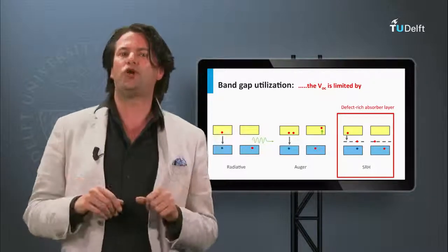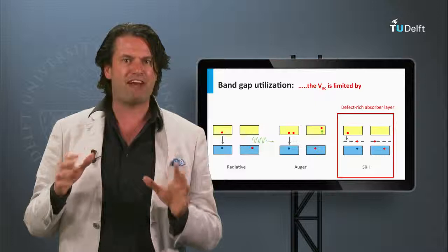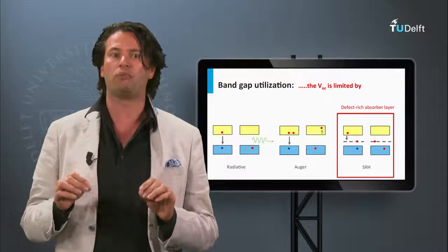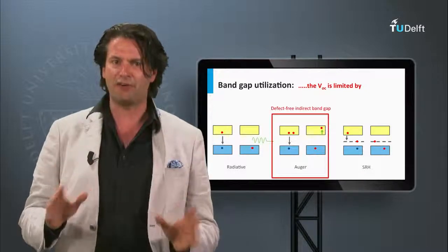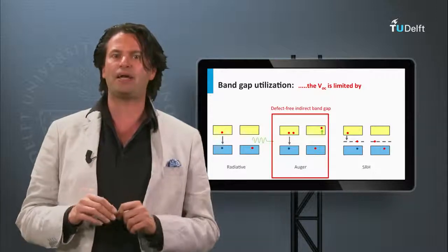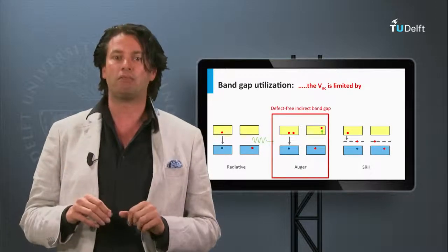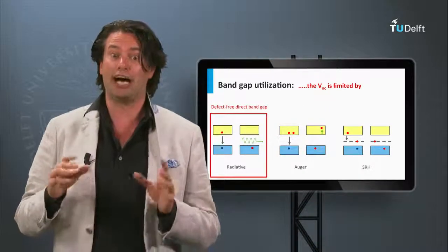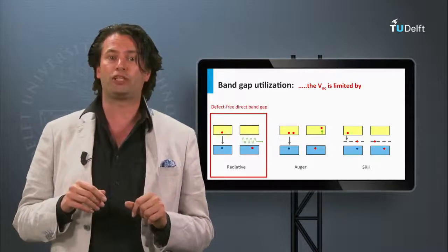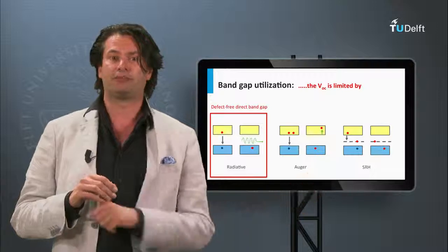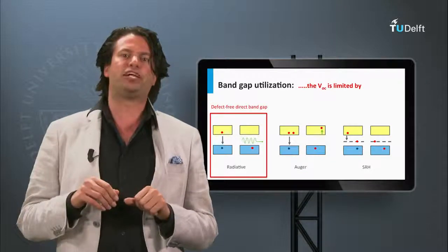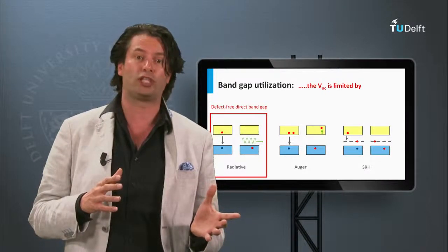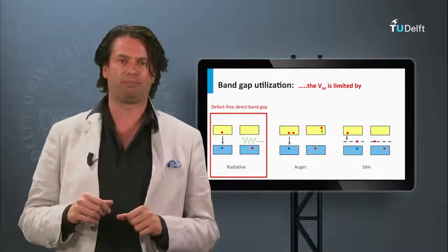If we now go back to the open circuit voltage, it means that in defect-rich solar cells, the open circuit voltage is limited by the Shockley-Read-Hall recombination. In defect-free solar cells based on indirect bandgap materials, the open circuit voltage is limited by Auger recombination. In defect-free solar cells based on direct bandgap materials, the open circuit voltage is limited by the radiative recombination. Next to the bandgap utilization, I would like to discuss the relation between the maximum thickness for the absorber layer of a solar cell and the recombination mechanism as well.